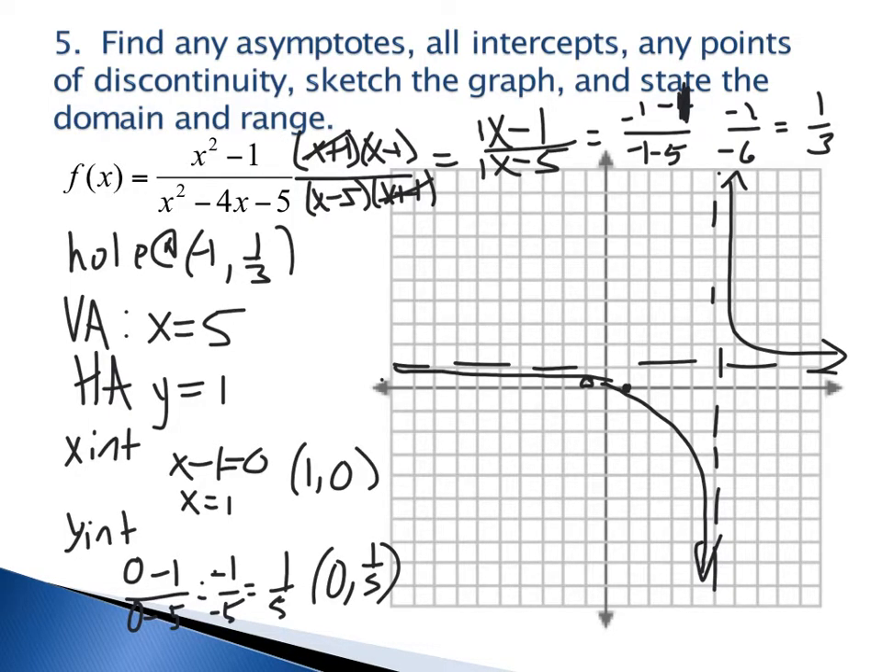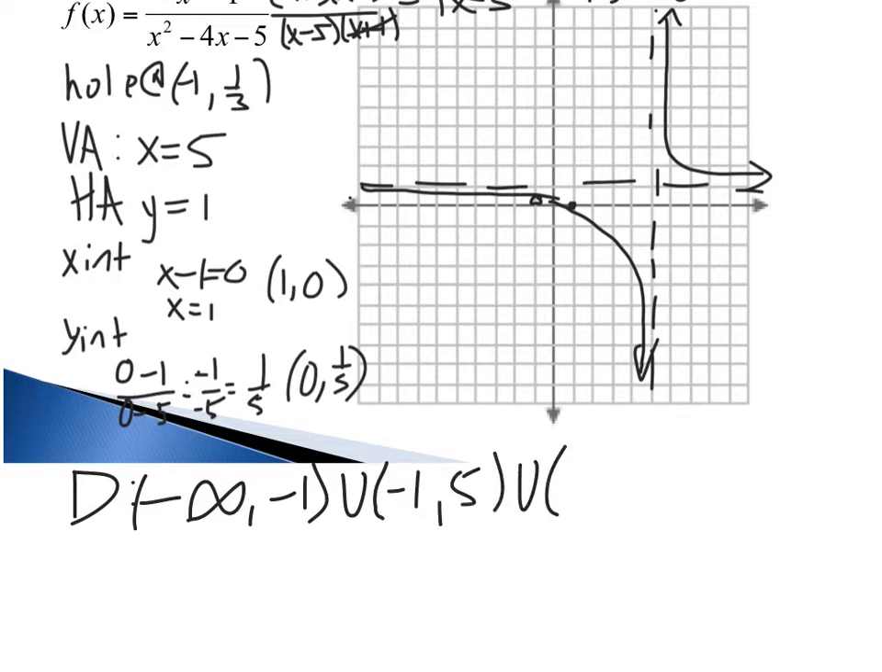Right, now let's do our domain and range. Okay, the domain starts going left forever, so it'll be negative infinity, all the way to our hole, which is at negative 1. Then it starts back up after the hole and goes to our asymptote at 5. And then it starts back up after that asymptote and goes from 5 to positive infinity.